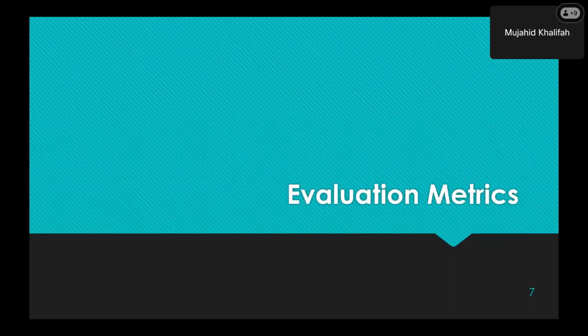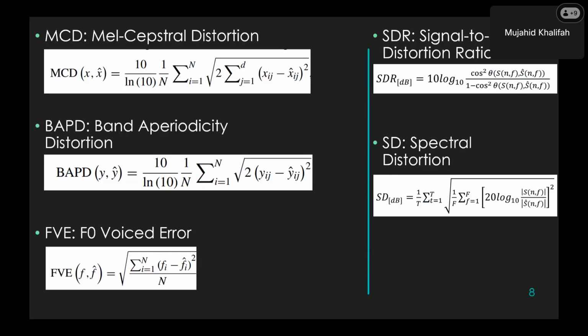There are many ways to evaluate synthesized speech, and here are five of them: MCD, Mel cepstral distortion; BAPD, band aperiodicity distortion; F0 RMSE, F0 voicing error; SDR, signal to distortion ratio; and SD, spectral distortion.